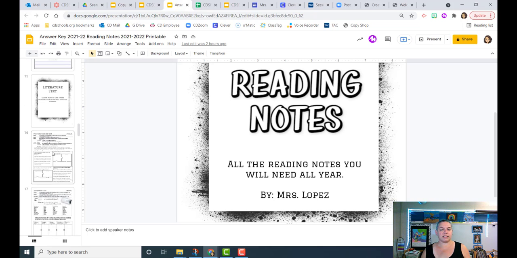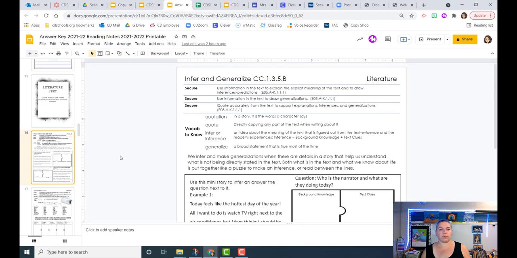So on page 16, let's take a look at what these skills are. Infer and generalize in literature. The skills that we need that are secure in 5th grade: use information in the text to explain the explicit meaning of the text and draw inferences and predictions. We also need to know how to use information in the text to draw generalizations and quote accurately from the text to support explanations, inferences, and generalizations.